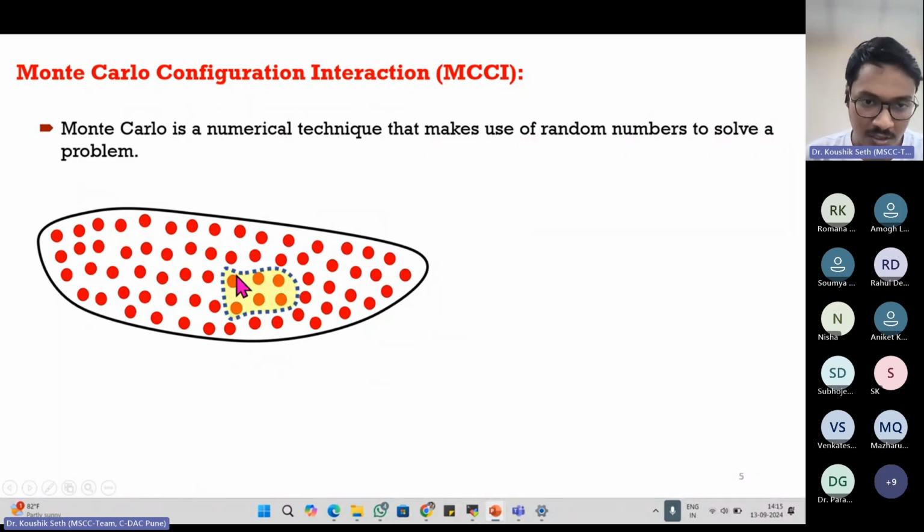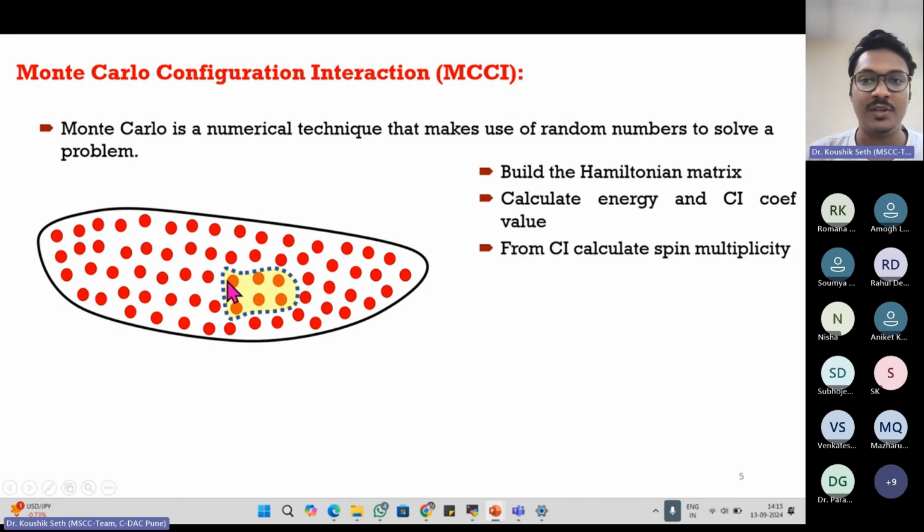At first we select some configurations. For this demonstration it is only 6. This is called a subspace. Please take note that this term subspace is going to be used in the next part of the demonstration. So we have a subspace. We consider only 6 configurations, build a Hamiltonian matrix, then calculate the energy and CI values from the Hamiltonian diagonalization. From the CI values, we calculate the spin. Spin is a measure we need to know the quantum state of a molecule.